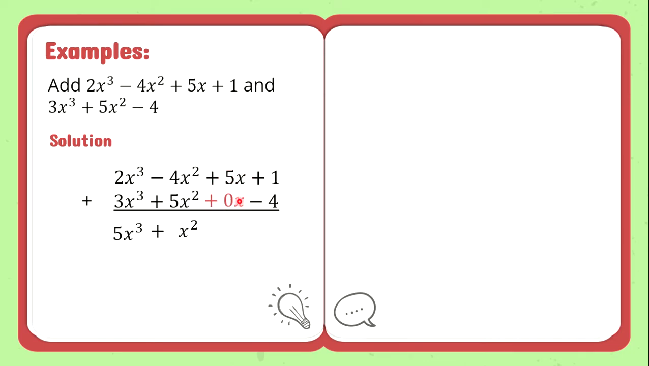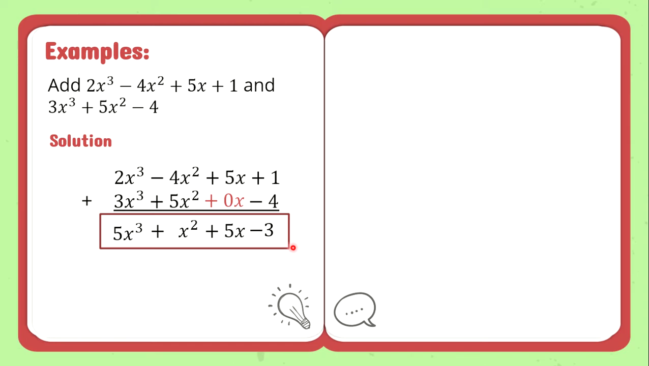This one is the identity property of addition. Adding zero to a number, the result is always the number. So 5x plus 0x, that's still 5x. And now, what is 1 plus negative 4? That is negative 3. Therefore, this is the sum, or the final answer.